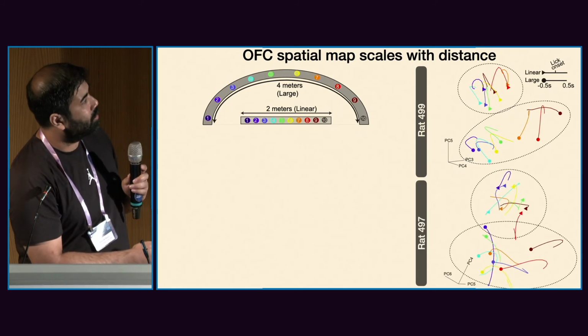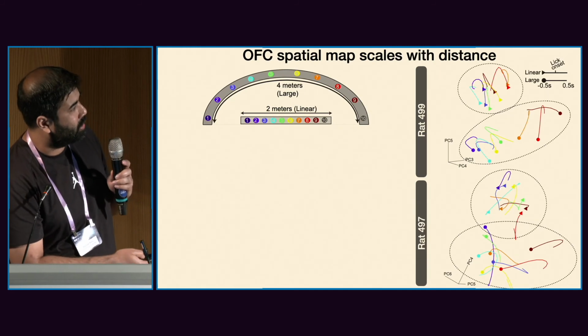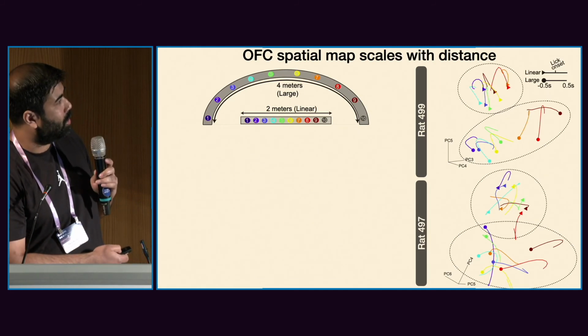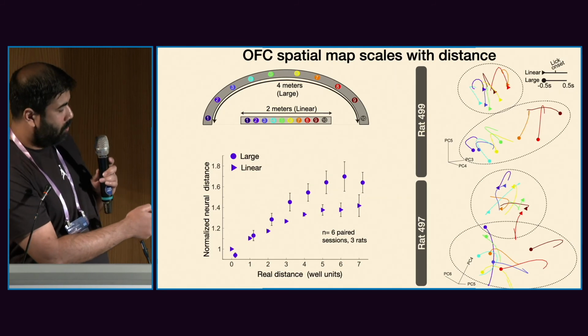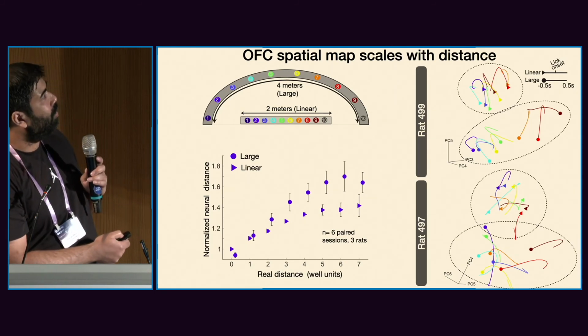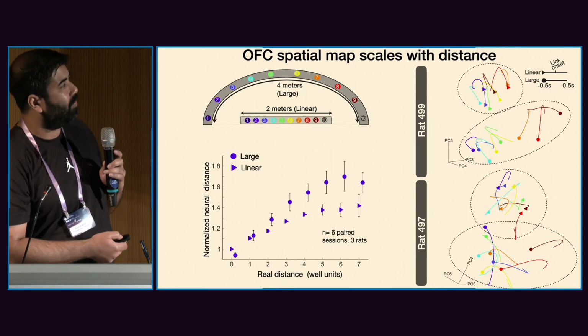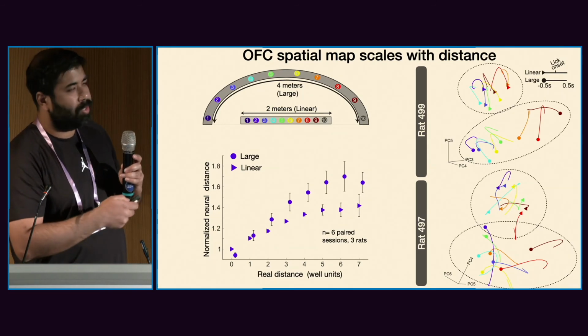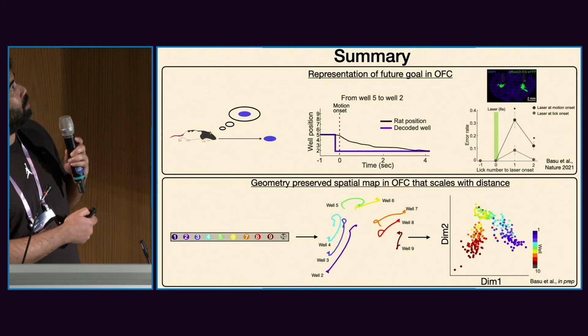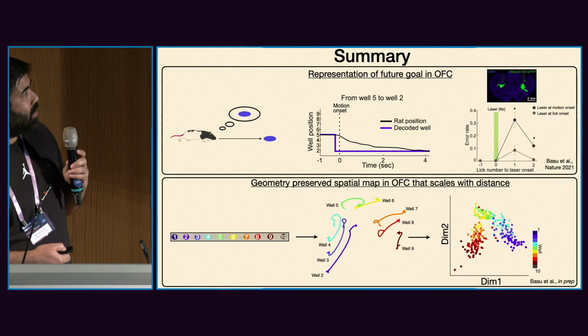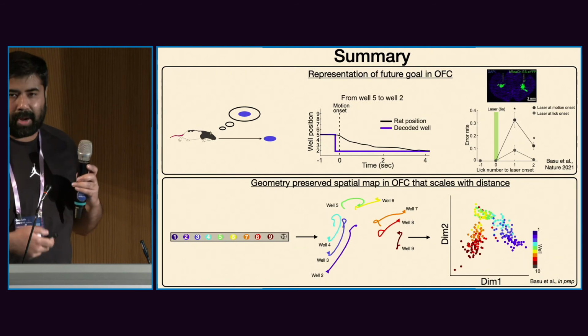And this is another example from another rat where you see that the map formed in the large track expands out. If we do the same TCA-based regression analysis, what we find is that the slope for the large track is almost twice that of the linear track, right? Which means that these maps scale with distance. So I showed you that the OFC represents the future goal and encodes a topology-preserved map of the environment that scales with the distance.